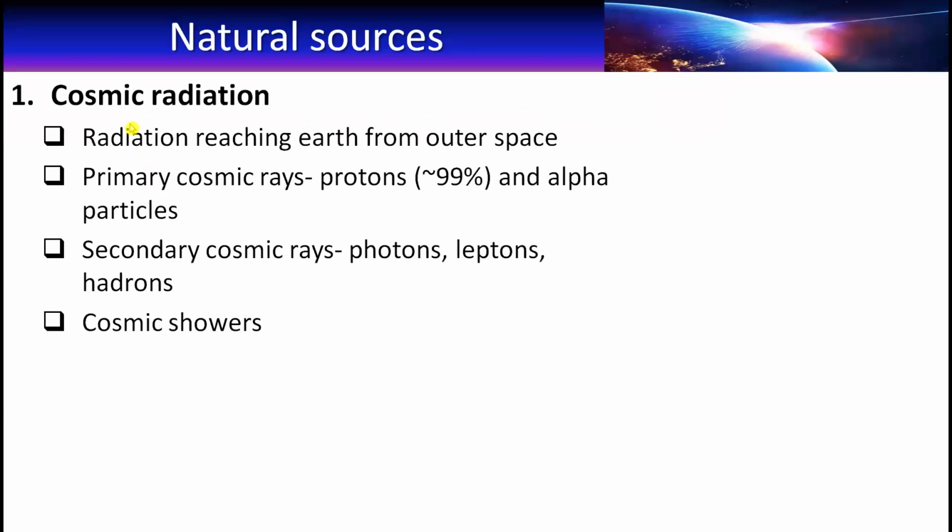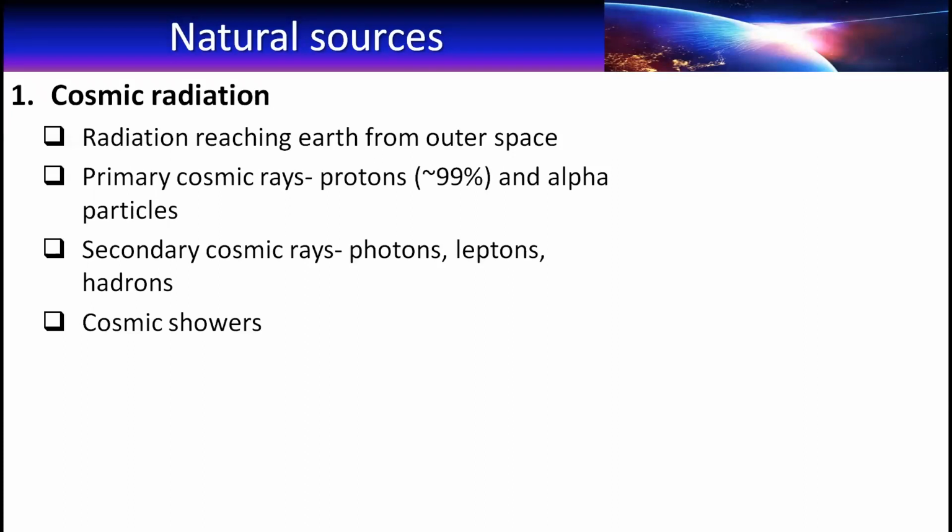Now let's talk about the sources of radiation. Beginning with natural sources. Cosmic radiation. The radiation reaching Earth from outer space is called cosmic radiation. The particles incident at the top of the Earth's atmosphere include all stable particles and nuclei with lifetimes of the order of 1 or more million years.